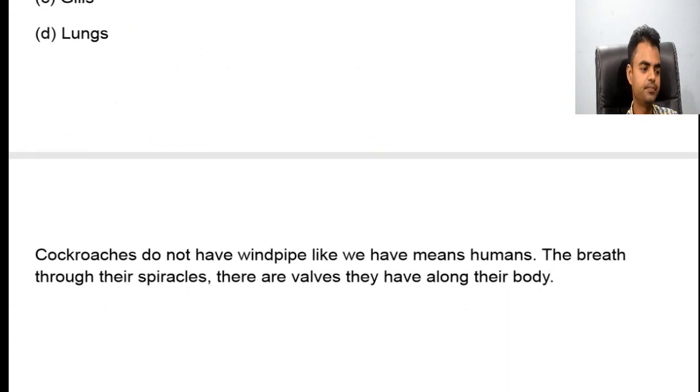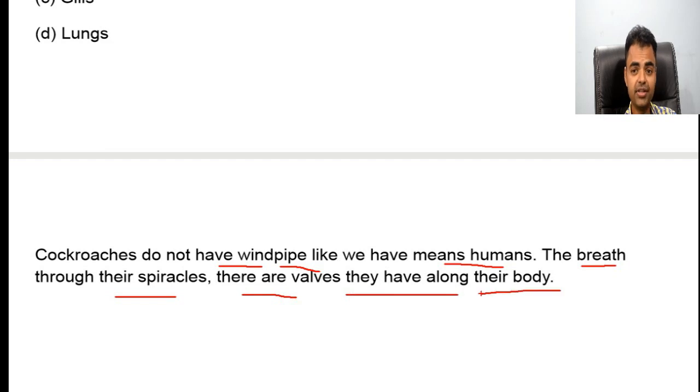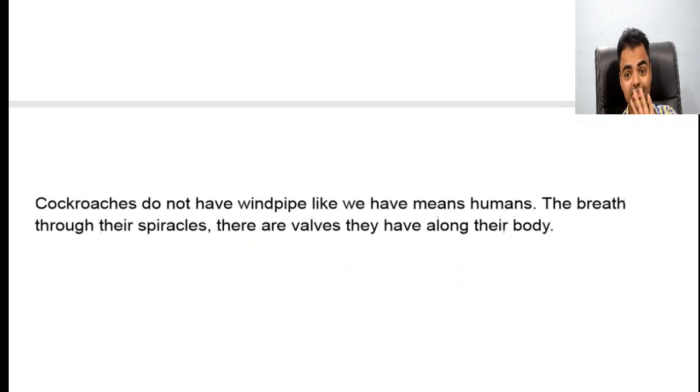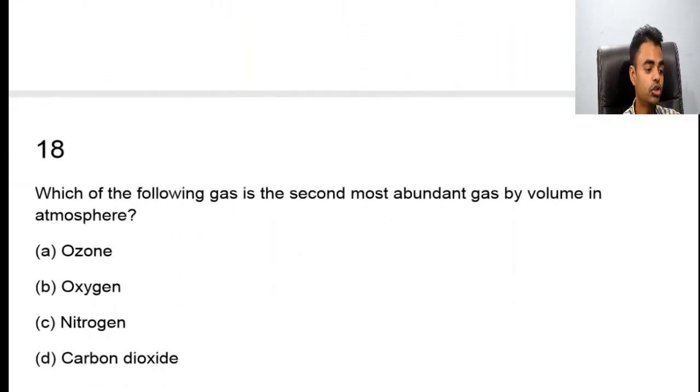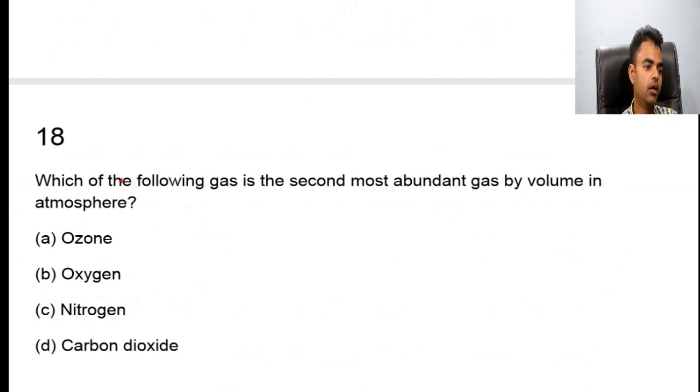Let's learn something more. Cockroaches do not have a windpipe like we do. They breathe through their spiracles, and they have valves along their body. That means these spiracles are along their body. They don't have only one place, they have them along the body. So their structure is quite different, right? You can understand this from the definition itself. Now question number 18, what is it saying?